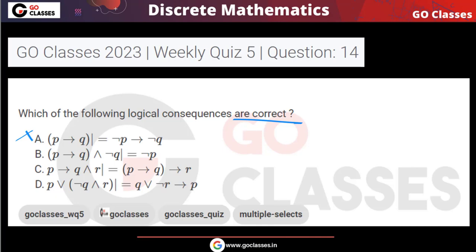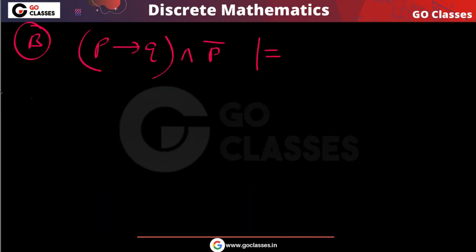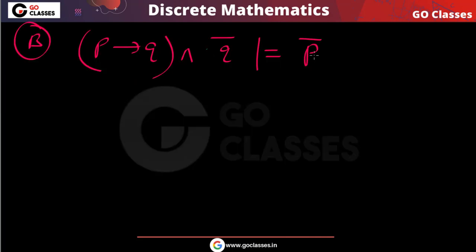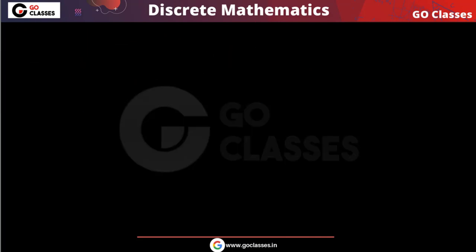This infers P bar. Okay, so P implies Q and Q bar infers P bar. So you can actually think like this. Whenever you see this type of question, you can handle it like this also.